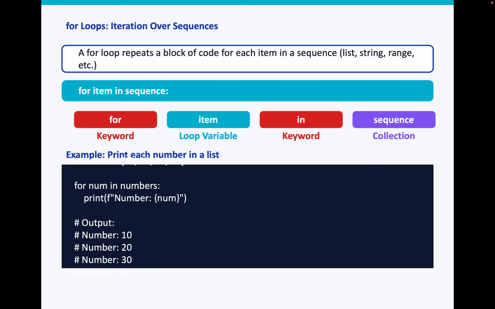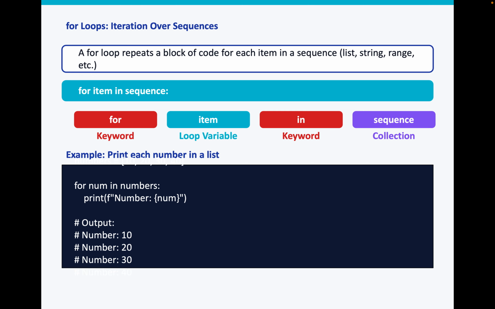Now we are moving into for loops. A for loop repeats a block of code for each item in a sequence, such as a list, string, range, etc. Let me break down the syntax: for item in sequence. First we have the keyword for. This tells Python we are starting a loop.